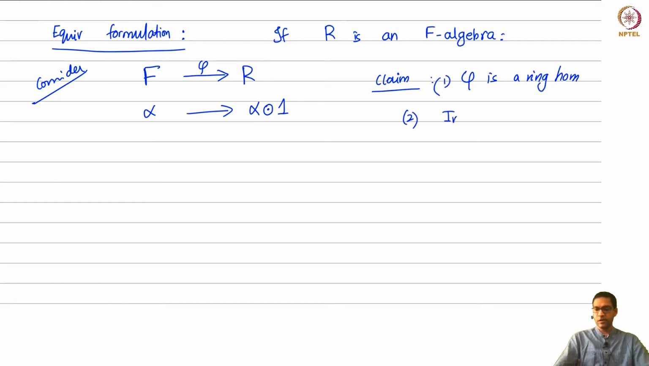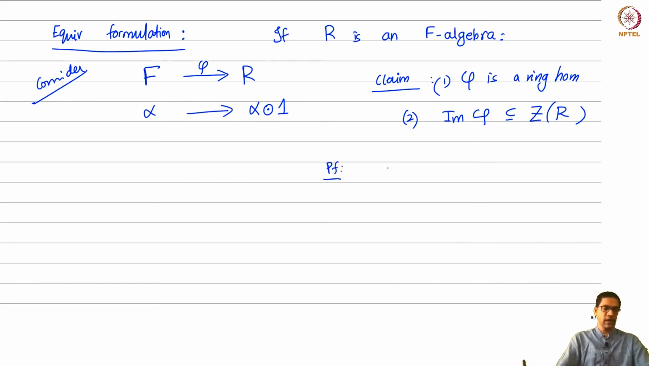That's property 1. Claim, property 2, is that the image of this phi is actually contained inside the center of this ring R. So I claim here are two special properties: that phi is a ring homomorphism and its image is contained in the center of the ring R. Why is this true? Well, both are easy to check. Let's check the first property.